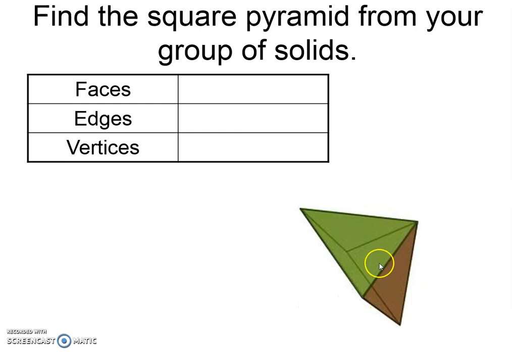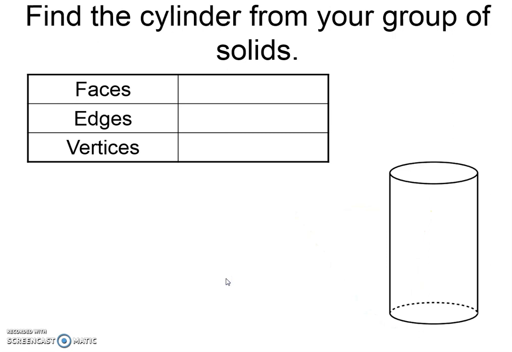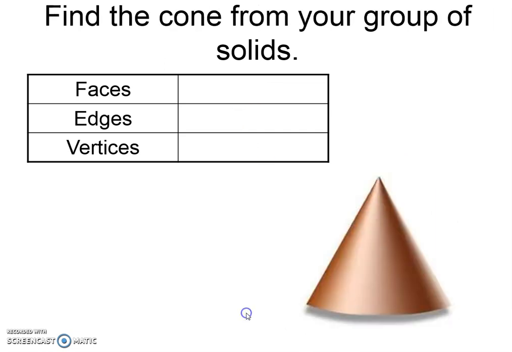Square pyramid, we got 4 triangles going around and a square on the bottom, that's 5 faces. Edges, you got 4 on the bottom to make the square, and then 4 going up. And vertices, 4 on the bottom, 1 on the top, gives you another 5. Cylinder has 2 faces, they're both circles, 1 on top, 1 on the bottom. There are no edges and no vertices. The cone has 1 face because it can sit on the circle on the bottom. It doesn't have any edges.